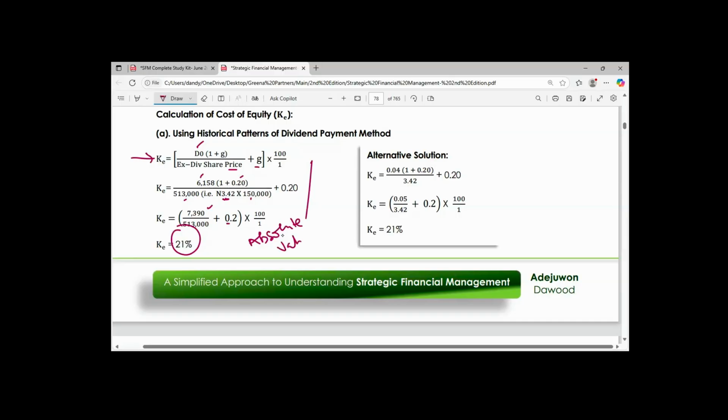In this other one, I use par value. You can see that for me to be able to use par value, why did I demonstrate it in this second one? Dividend is given as absolute, which is 6,158, but market price per share is 3 naira 42 kobo. So I need to convert dividend to par value. I need to calculate dividend per share.